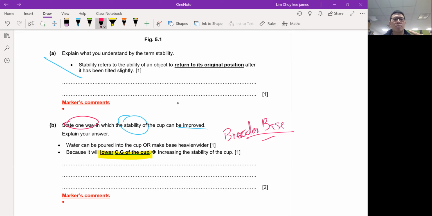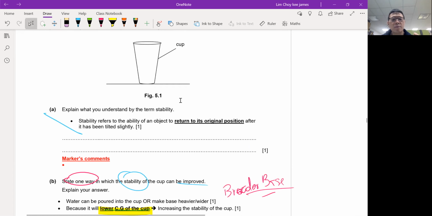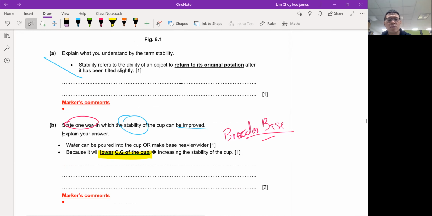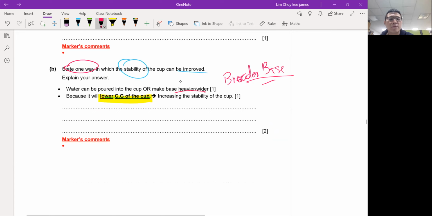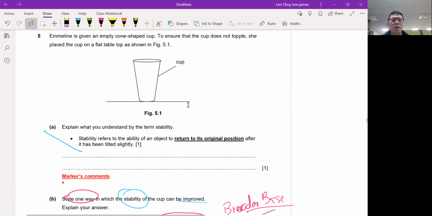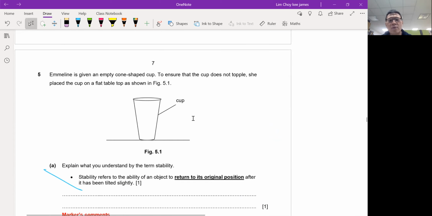And one of the things when you talk about a cup is to broaden the base, to make the base wider. Here you need to tell me exactly what it is. So when you state in your answer that you make the base wider, we don't accept the answer, because why? How are you going to make the base wider without spoiling the cup itself? You can't do it.